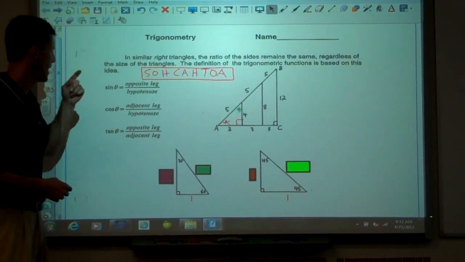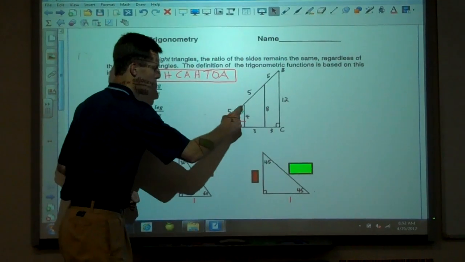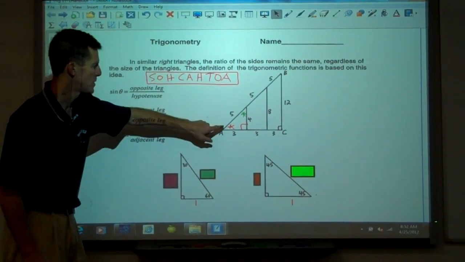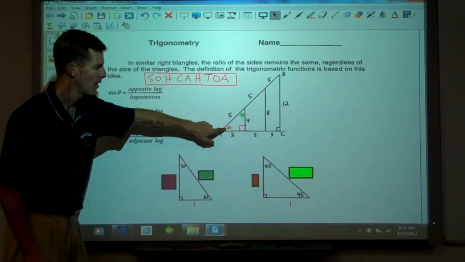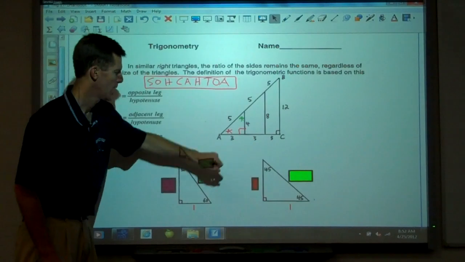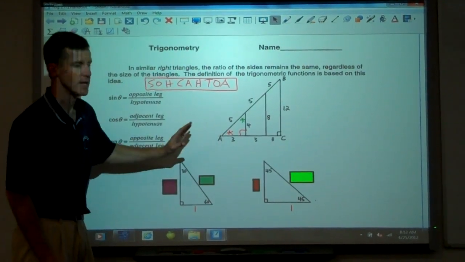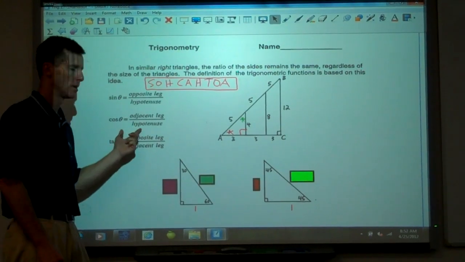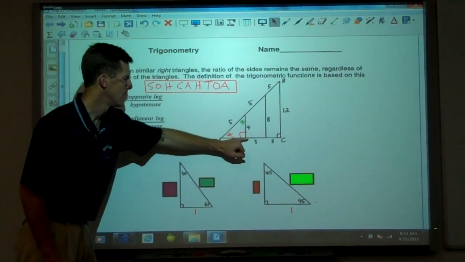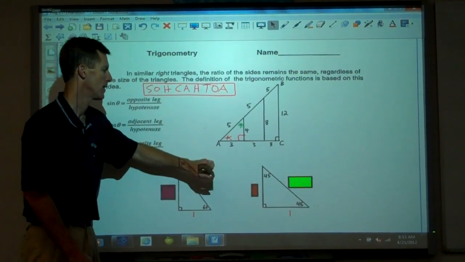When I'm saying the opposite leg, let's look at this little triangle here, the 3, 4, 5 triangle. If I'm saying the leg that's opposite the angle A here, that would be the 4. If I said adjacent to this angle, well, it's not the hypotenuse, it's the other leg that makes up part of this angle, so it would be the 3.